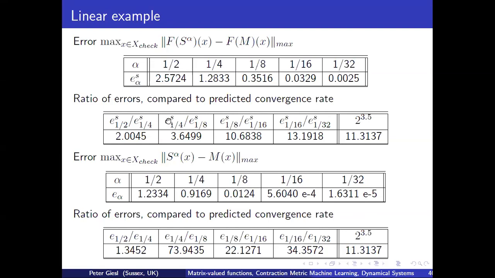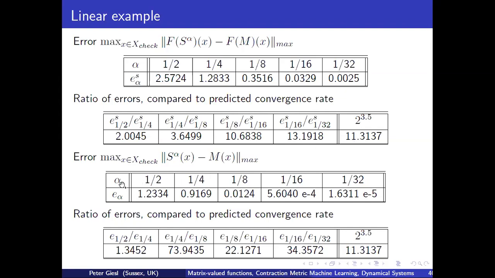And to check whether the order of the error estimate is right, we divide the error with alpha 1/2 by the error of alpha 1/4, this by that, and so on. So we get these ratios, and the predicted ratio would be 2 to the power of 3.5 with a τ given by the Wendland function. And you can see that it's actually even slightly better here at the end than the one predicted here.